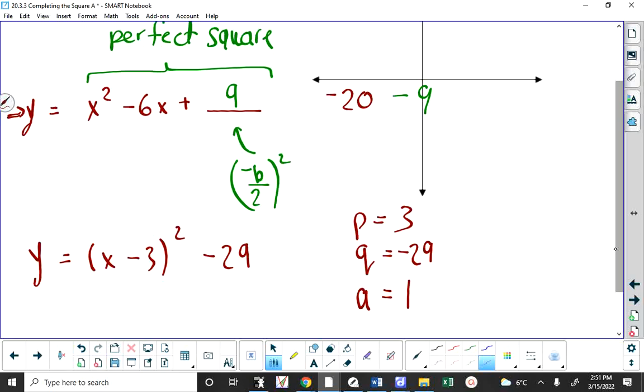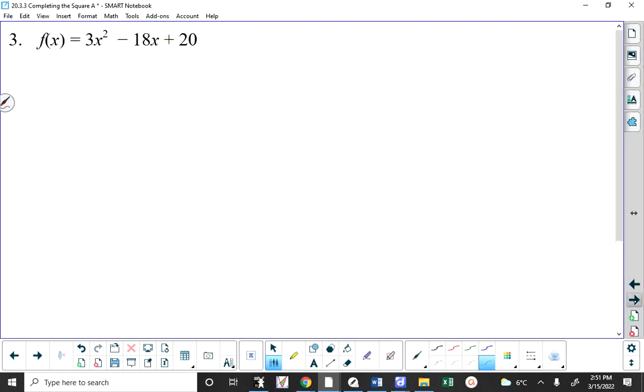If it were that simple, then it would be really simple. Of course, it's going to get more difficult. It gets a little bit more difficult today and then a lot more difficult tomorrow, because in this question, we have y equals 3x squared minus 18x plus 20.